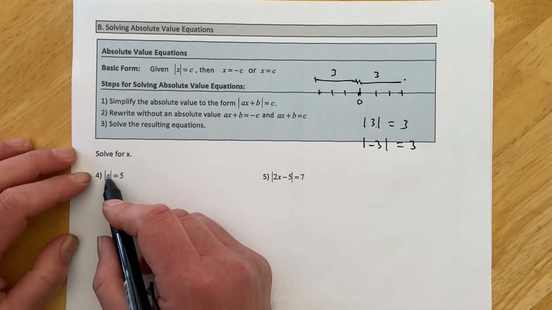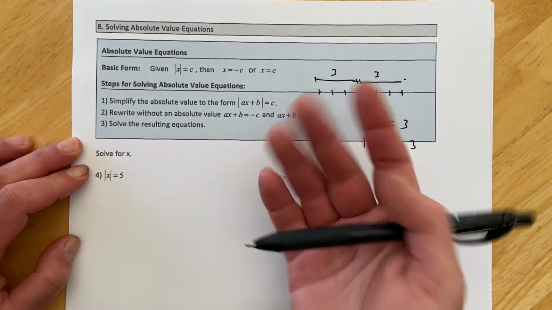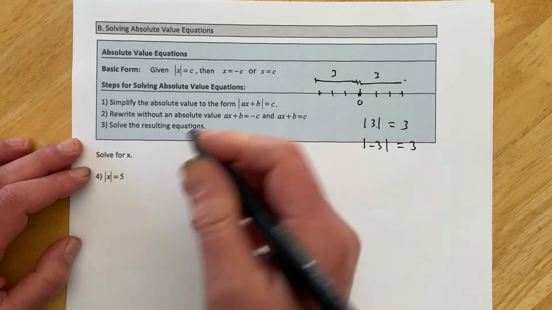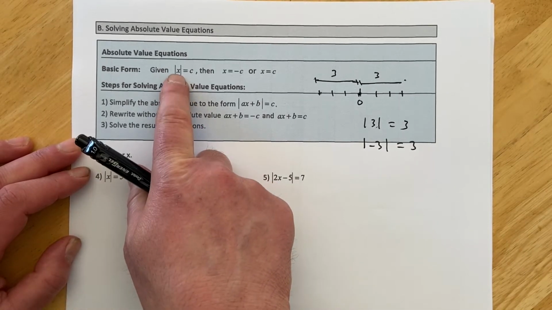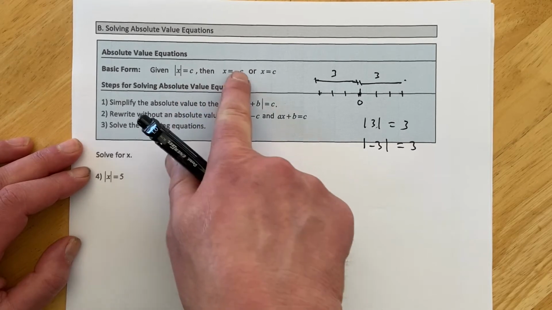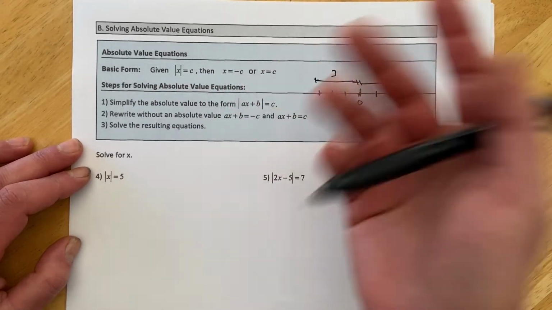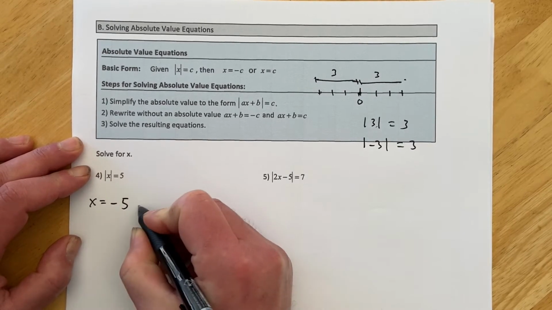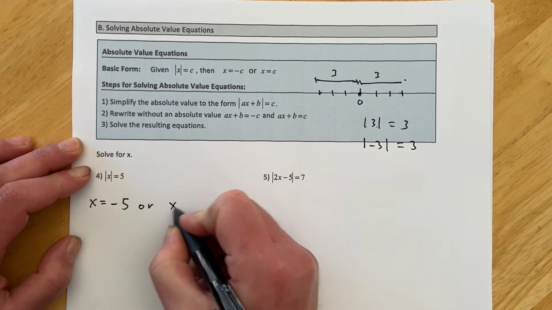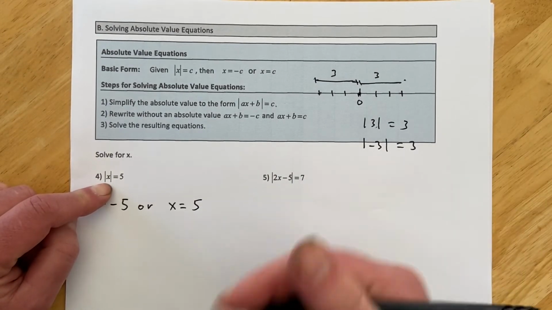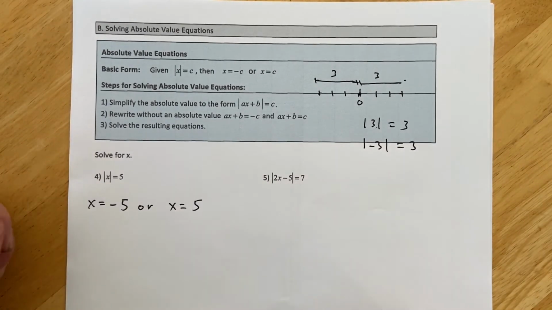So when we have the absolute value of x equals 5, as long as it equals a positive number, it's always going to have 2 answers. The absolute value of x equals some number is going to equal the negative of the number and the positive of the number. So x will equal negative 5, or x will equal positive 5. The absolute value of negative 5 is 5, same thing for 5.